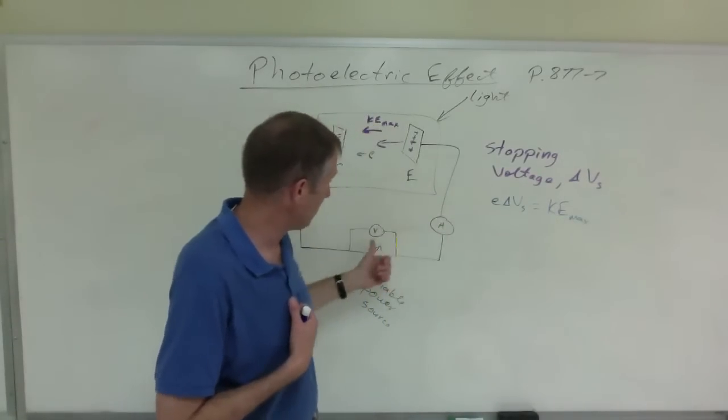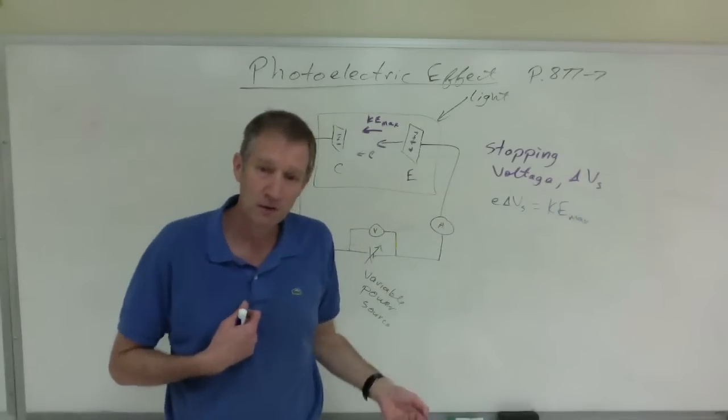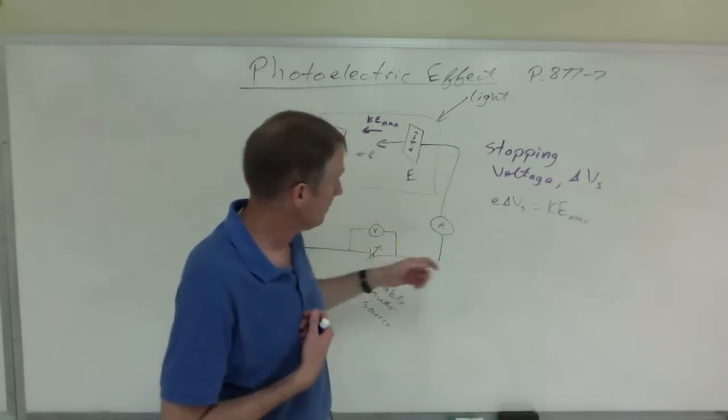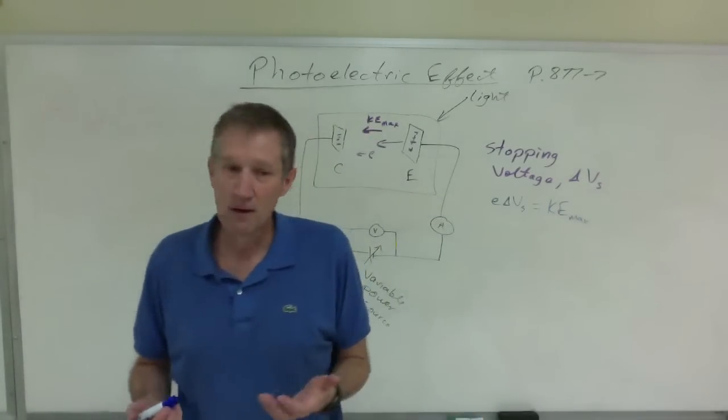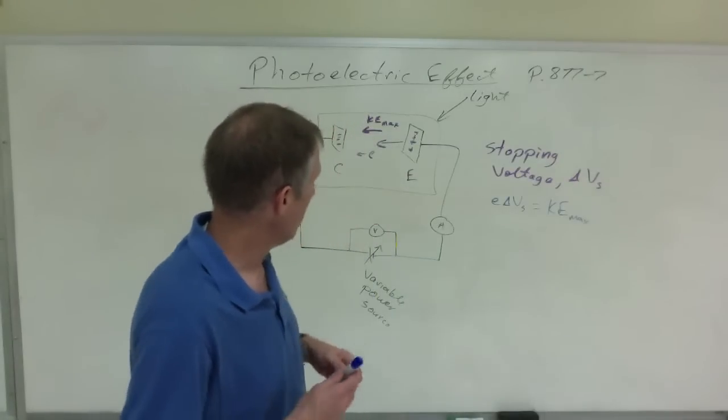Whatever that number is off the voltmeter, put an E in front of it, you turn it into an energy, 3 electron volts, because that was 3 volts, and that's the maximum kinetic energy of the photoelectrons. That works out rather nicely.